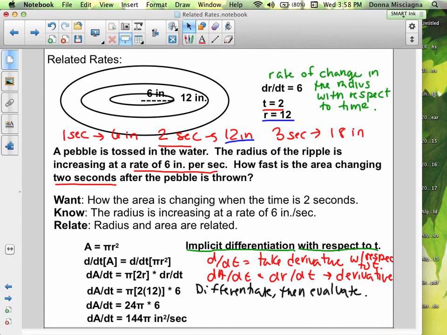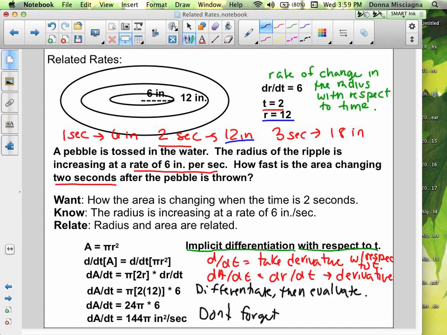So my dA/dt, how fast my area is changing 2 seconds after that pebble is thrown, is changing at a rate of 144 pi inches squared per second. Very important. Don't forget the units. It's not correct if you don't have the correct units. And it's a rate. So when we're finding a rate, it's going to be a unit of measurement per a time measurement. Okay?